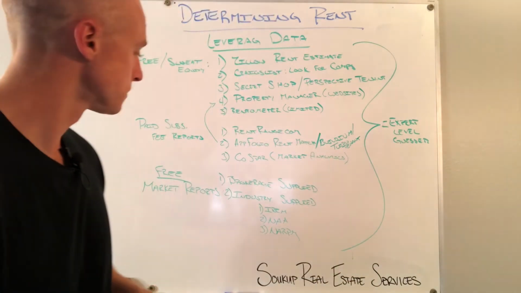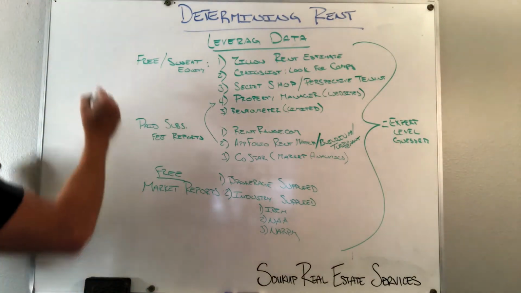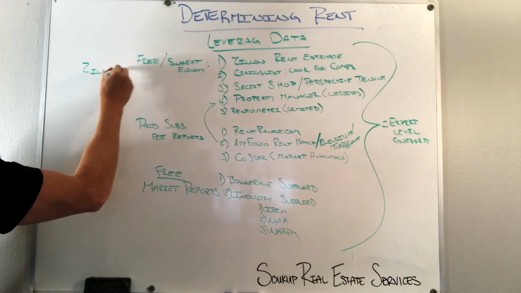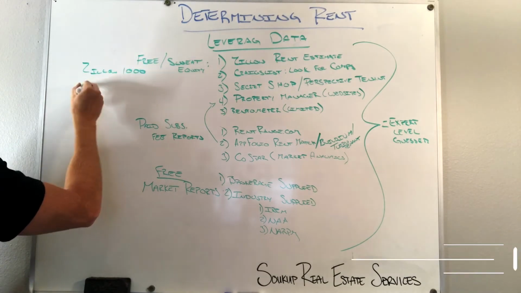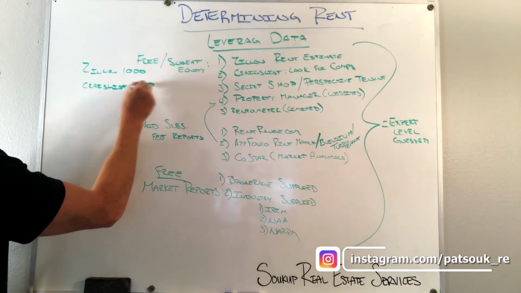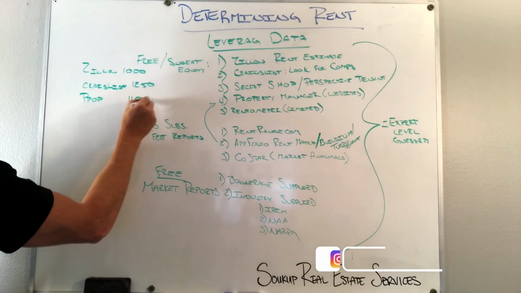From there, really, let's see if you can see. Yeah, you can see this. From there, let's just say Zillow is this, let's say $1,000. Craigslist is going to be $1,250. You call a property manager, they suggest $1,100.